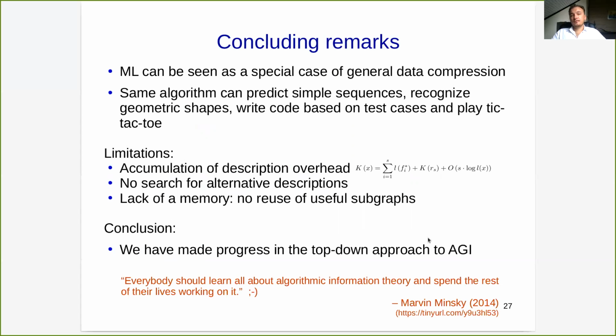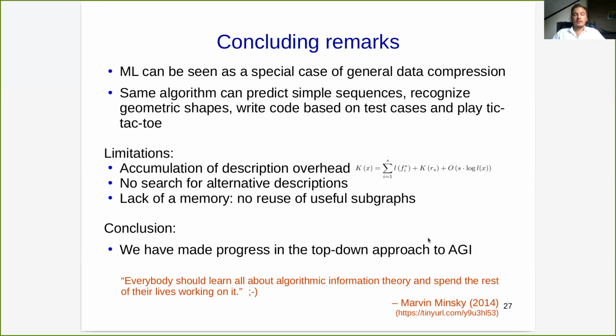So, in conclusion, we have seen that machine learning can be seen as a special case of general data compression, very much in line with the minimum description length principle, which is here exemplified by a general algorithm that can solve simple versions of all those machine learning tasks. And the same algorithm can also predict simple sequences, as I have mentioned, recognize geometric shapes, write code based on test cases, and play tic-tac-toe. So that's what we have achieved.